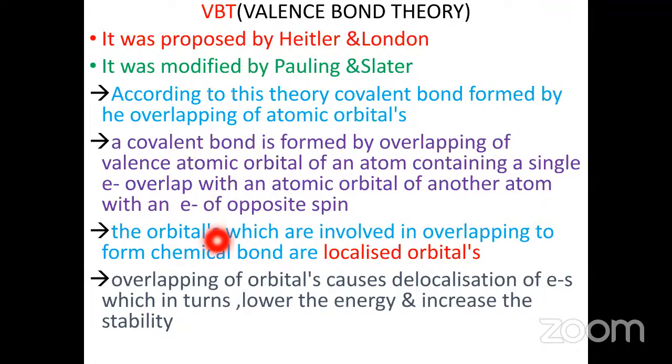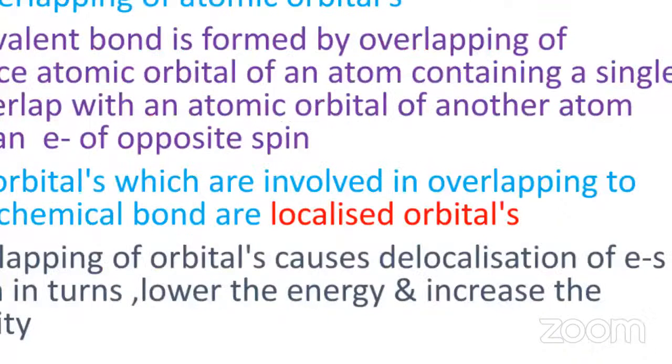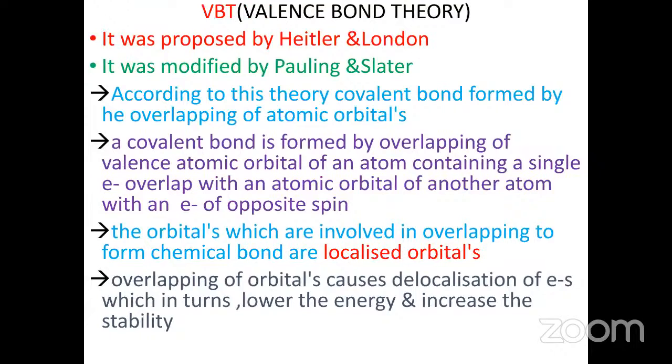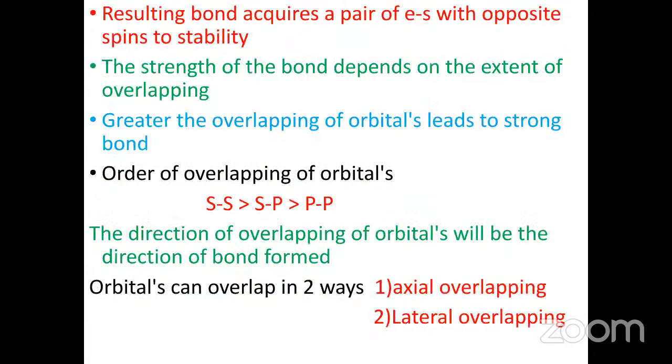The orbitals involved in overlapping to form a chemical bond are called localized orbitals. You remember this? Overlapping of orbitals causes delocalization of electrons, which in turn lowers the energy and increases the stability. Resulting, the bond acquires a pair of electrons with opposite spin for stability.